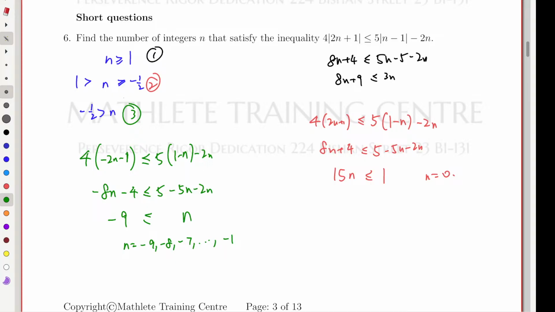Okay, so the final answer for this question is 0. Together with these cases here, there are a total of 10 of them.